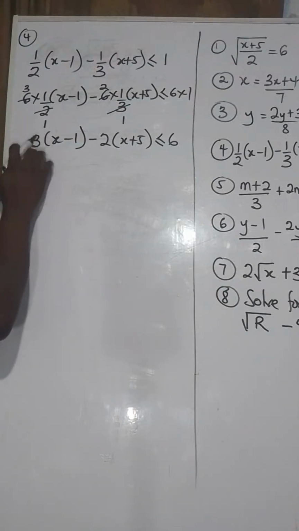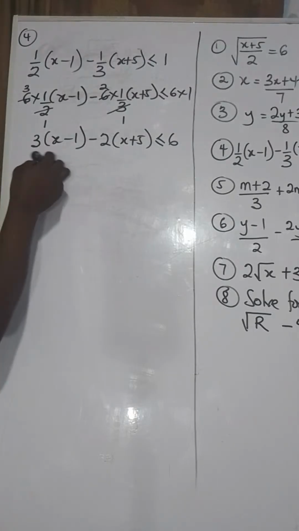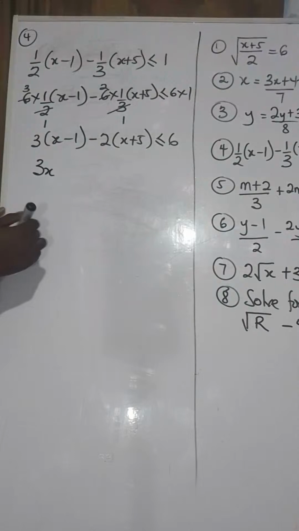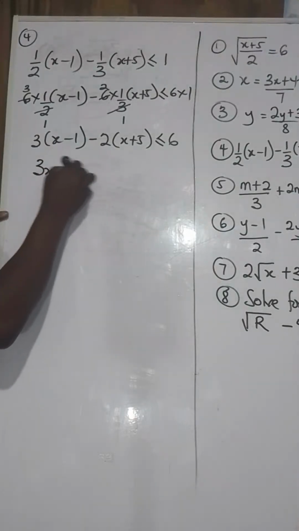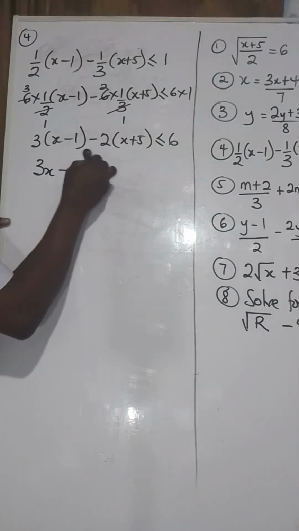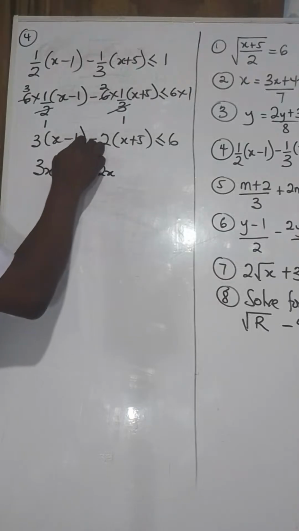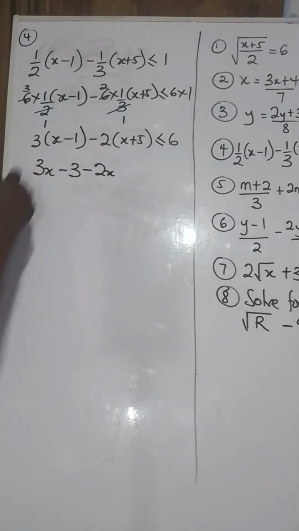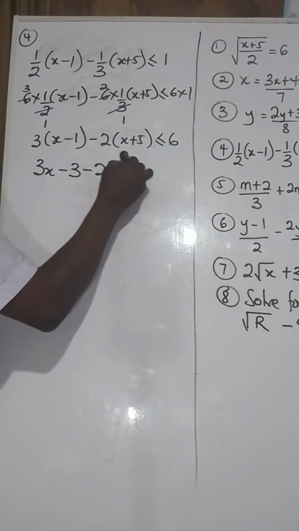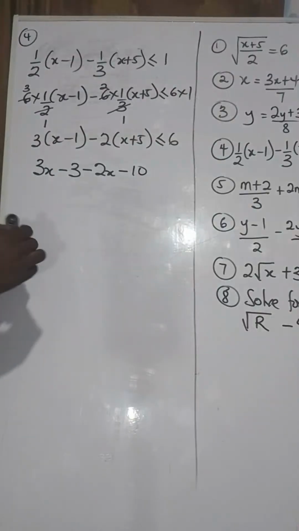So you have 3 by x, that will give us 3x. Then 3 by negative 1, that will give us minus 3. Then we also have minus 2 by x, that's negative 2x. Then you have negative 2 by positive 5. Positive by negative will give you negative, so that will be negative 10. 2 by 5 is 10.